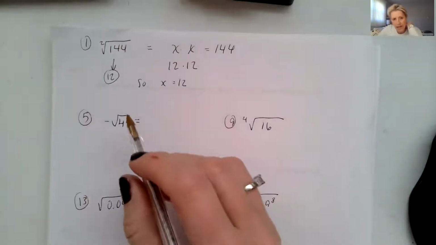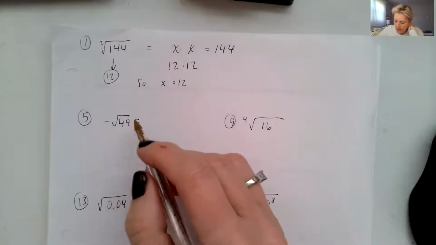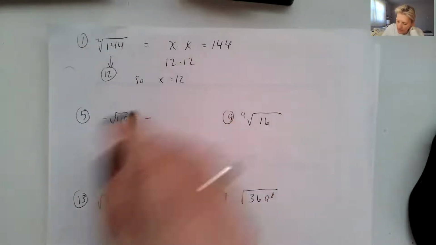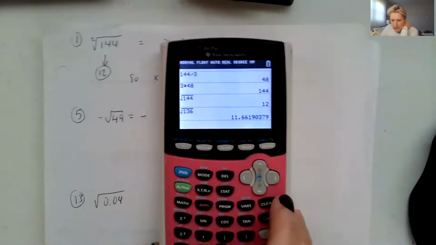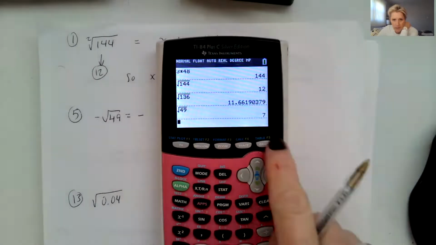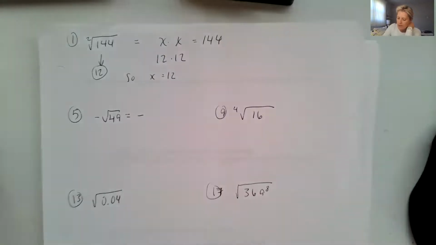If we want to take the negative of the square root of 49, it's going to be a negative, and we can check this in our calculator by putting second in the square root and putting 49, and that comes out to be an integer of 7. So this is a negative 7.